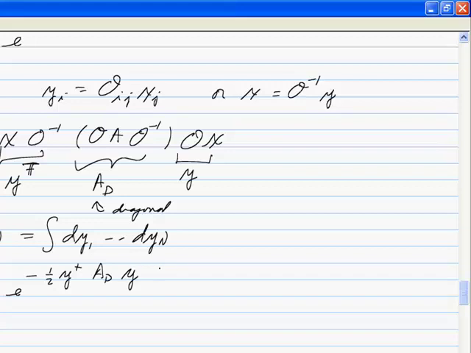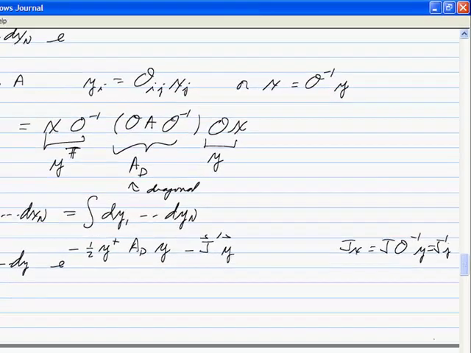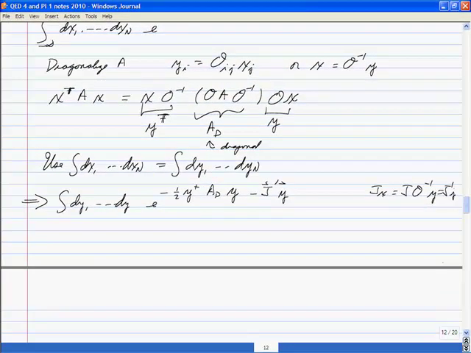And then I have to do this, which is then minus j prime y. Okay. J x is J O^{-1} y, which is j prime y. Okay. People following the algebra?